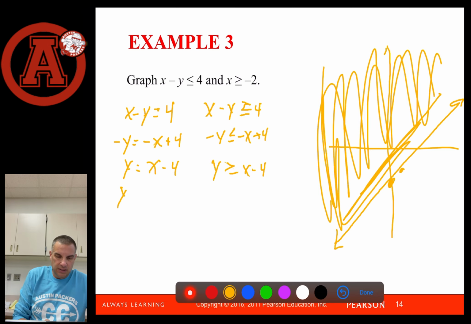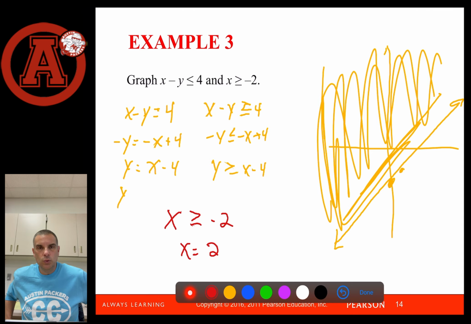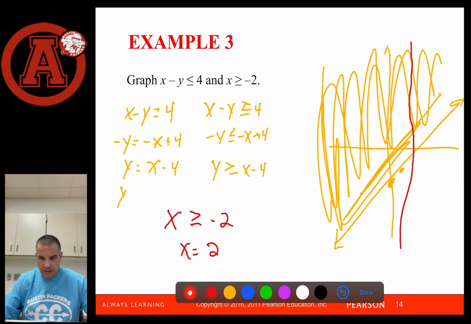The second one says x is greater than or equal to negative 2. So we have to graph the line x is equal to 2. So remember, when you're doing x equals, those are vertical lines. So we do a vertical line at 2. We'll say it's right there. Nice and straight. Beautiful. So x is 2, but now it says x is greater than negative 2.